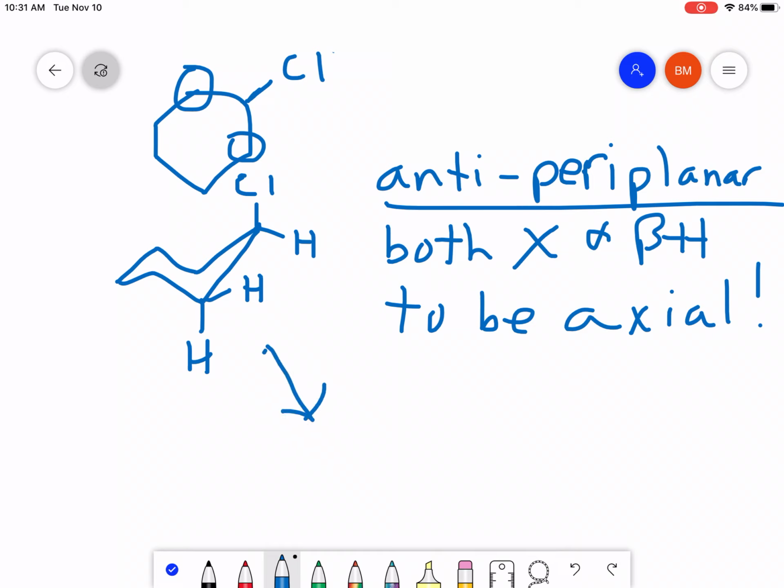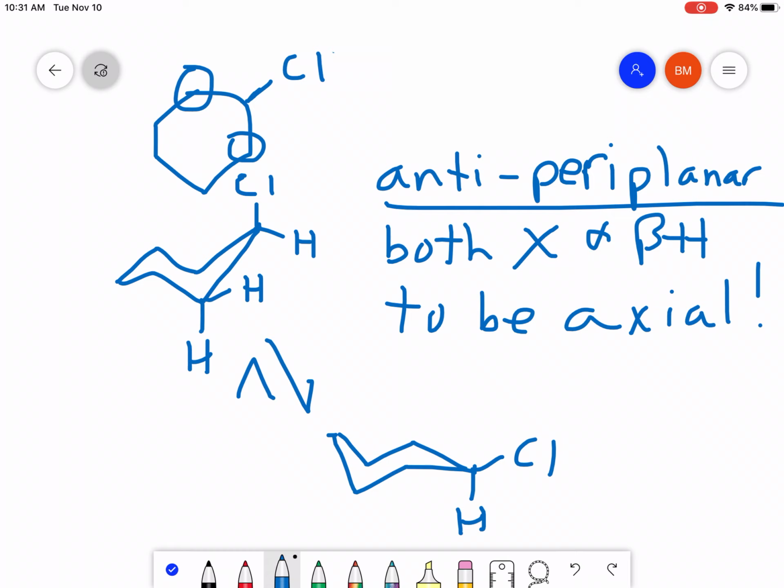If we do a ring flip, remember, everything axial goes equatorial and vice versa. So it would look something like this. And remember, these two forms constantly exist. They interconvert between each other. They reach an equilibrium.